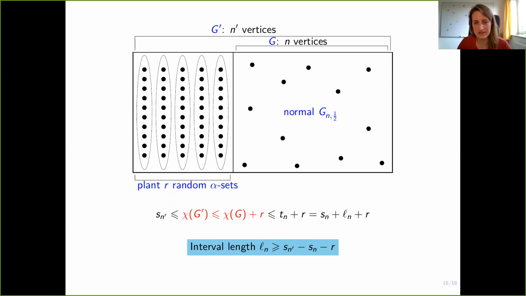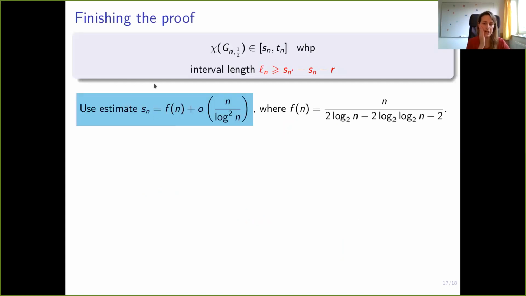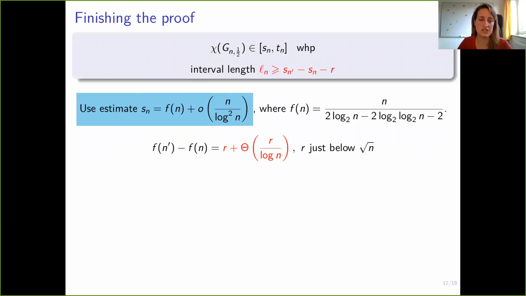So this is kind of the second trick. What we do now is plug in the estimate that we have for the chromatic number from the very beginning of the talk. You may recall we had some estimate for the chromatic number, which holds up to accuracy little o of n over (log n) squared. Now, if we forget about this error term for a moment and just look at the estimate, and you plug in what n and n prime mean, it turns out that if you subtract the estimates from each other, you get something of size r plus order r over log n.